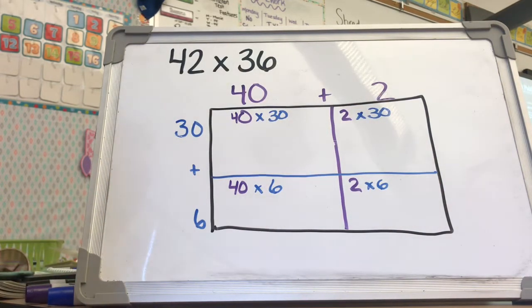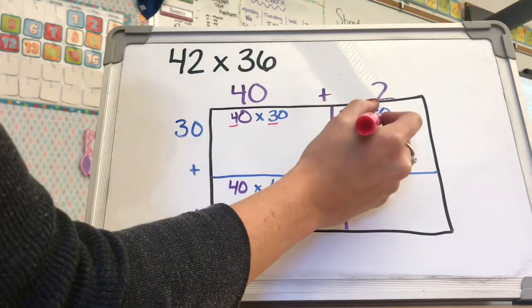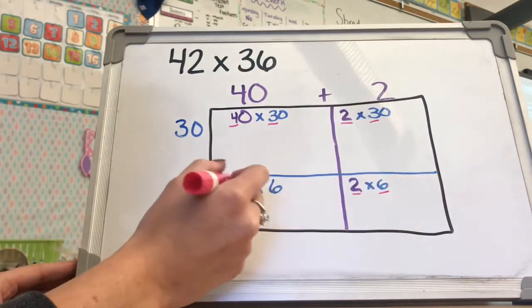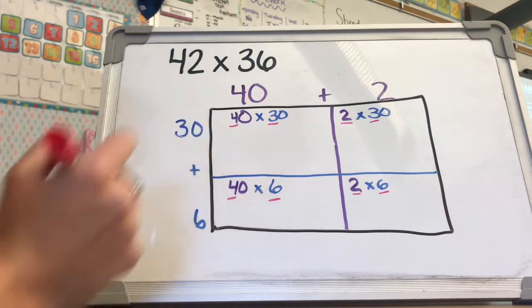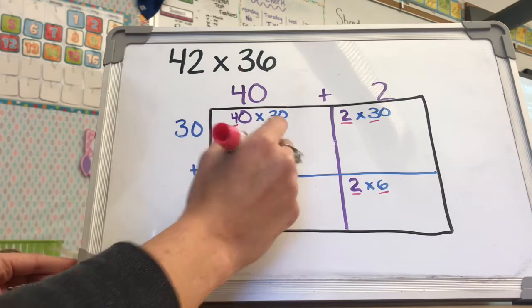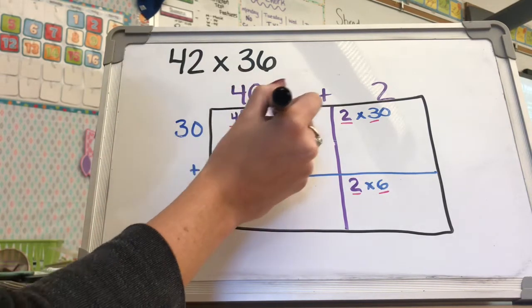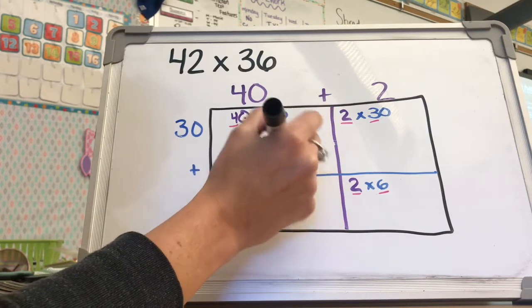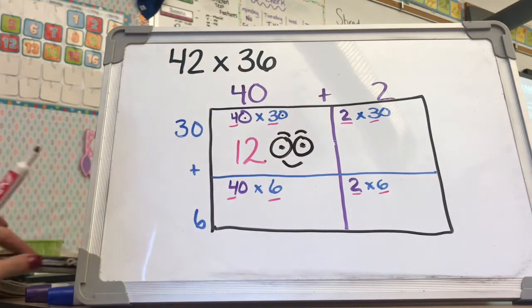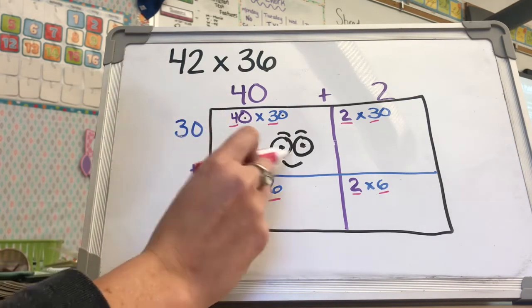Now I always recommend underlining digits that are not 0. That way you can use the power of 0 to help solve the problem. In other words, 4 times 3 is 12. Then you can go back and add your zeros. How many zeros do you have? 1, 2. 2 zeros, which makes sense because 40 times 30 equals 1,200.